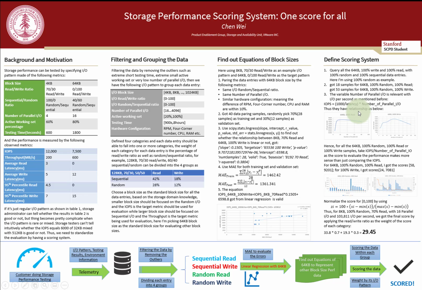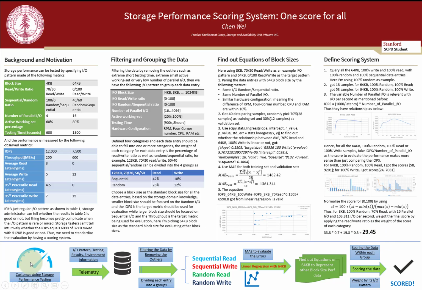I think it's a good idea to use the IOPS divided by the number of parallel I/O as the score for each corner for random testing, because random is focused on IOPS. For sequential, we need to use the throughput divided by the number of parallel I/O as the score for each corner. Then for each score, I take the testing data minus the minimum, divided by the maximum minus the minimum, times 100. So all our scores range from 0 to 100 based on the existing data. Finally, for this 8K 70% read data, we can give it a score of 29.45.